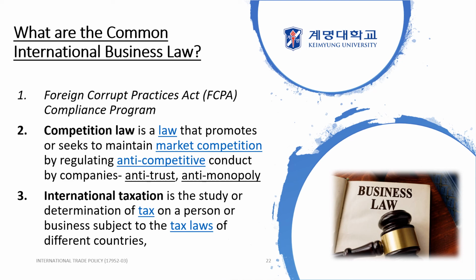The second law is the competition law that promotes or seeks to maintain market competition by regulating fair trading. A good example of that is antitrust, anti-monopoly. An example of behavior that antitrust laws prohibit is lowering the price in a certain geographic area in order to push out the competition. Another example of antitrust violation is collusion.